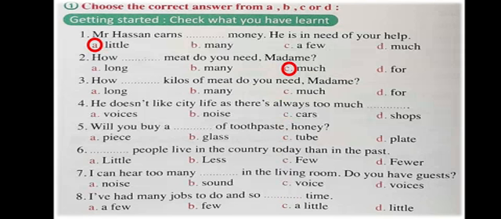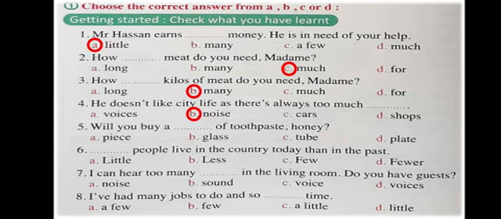How many kilos of meat do you need, madam? Long, many, much. Here the word kilos comes in plural, so the right word with a plural is many. How many kilos of meat do you need, madam? 4. He doesn't like life, as there is always too much voices, noise, cars, shops. Of course, the answer is noise.